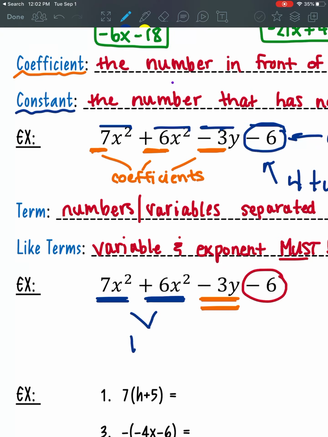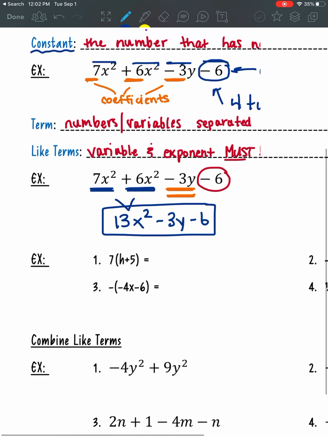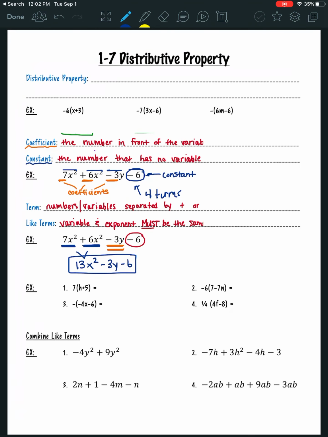So if we wanted to simplify this, 7 plus 6, we just add the coefficients. So we get 13. The x squared stays how it is, okay? The 3y, we can't combine it with anything. There's nothing else that is underlined in orange or double underlined. And same thing with the minus 6. So this is the furthest that we can go when we simplify, okay?